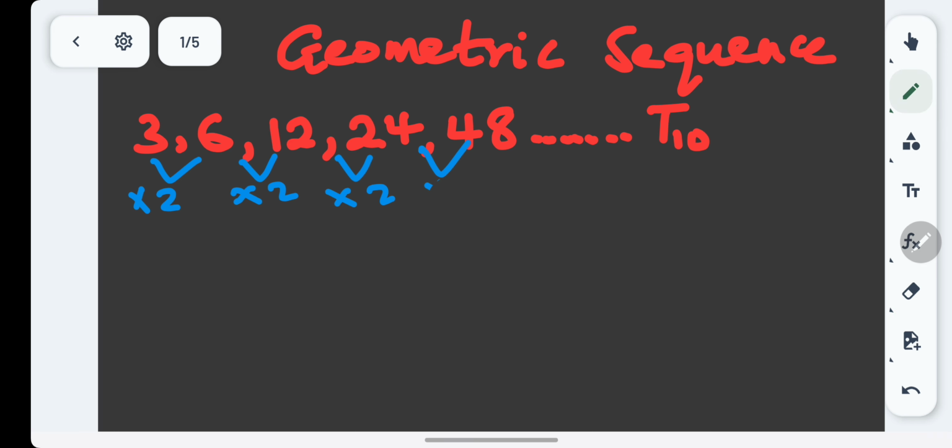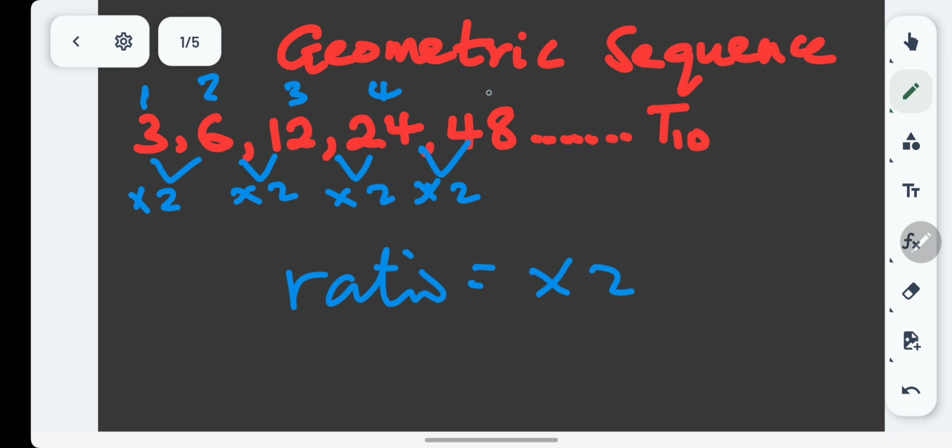All right, so in this sequence that we've been given, we have a common ratio. The common ratio is times 2, so we multiply by 2 to get the next number. The first term is 3, the second term is 6, the third term is 12, the fourth term is 24, the fifth term is this, and we are going to look for the 10th number. So we can keep multiplying by 2 up until the 10th number.